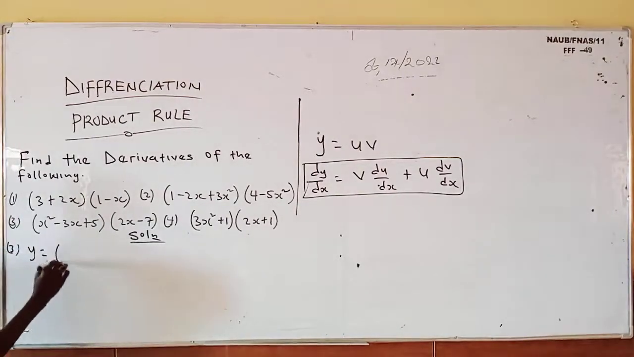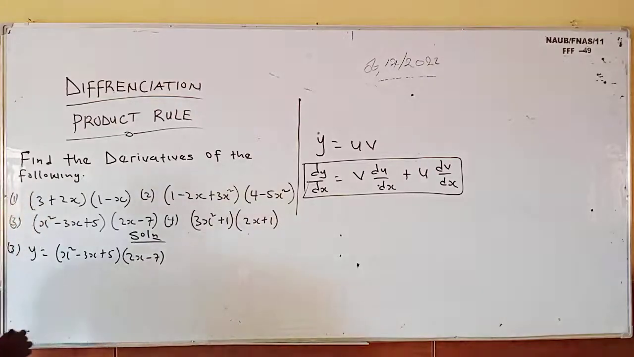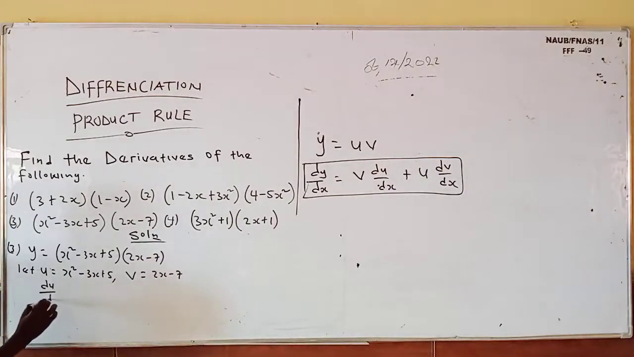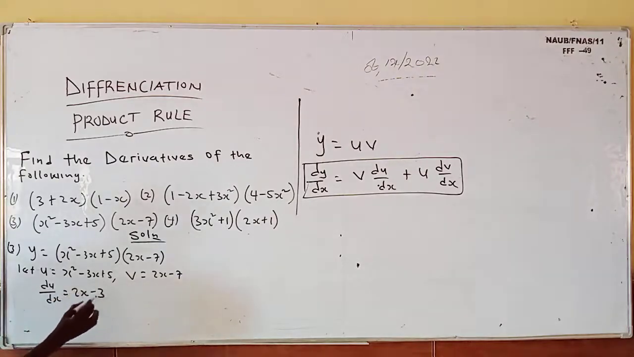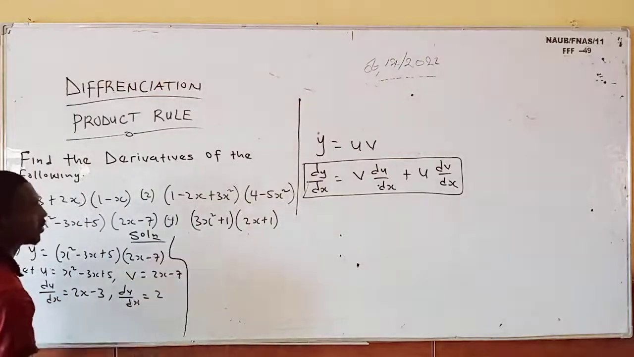We say let y equal s squared minus 3s plus 5, into 2s minus 7. So first thing we are going to do is say let u equal s squared minus 3s plus 5, and v should be equal to 2s minus 7. And the next thing is we are going to differentiate u with respect to s. If you differentiate s squared, you are going to have 2s. If you differentiate minus 3s, you are going to have minus 3. If you differentiate 5, you are going to have 0. So dv over ds is equal to what? If you differentiate 2s, you are going to have 2. Differentiate minus 7, you get 0.